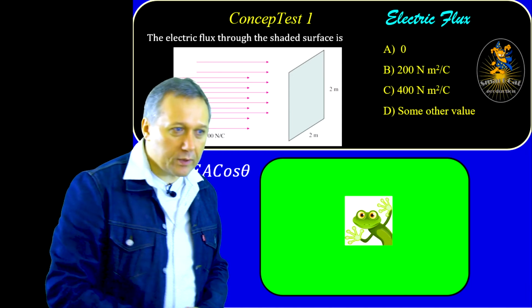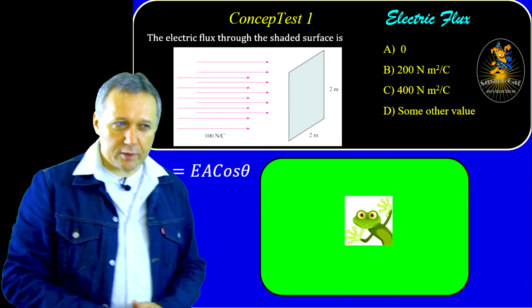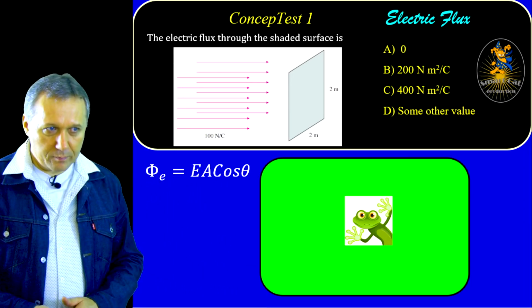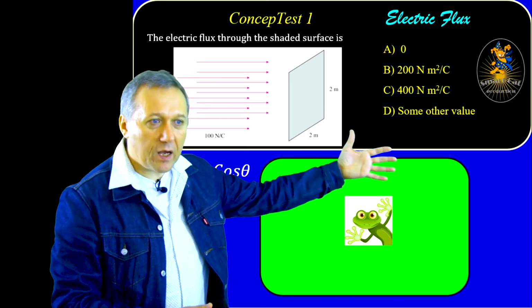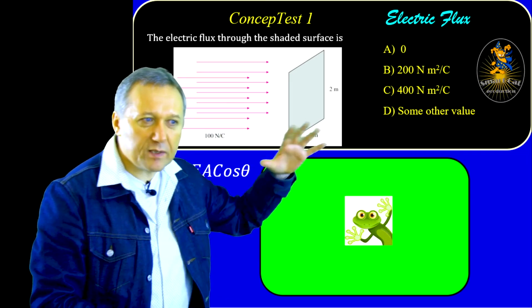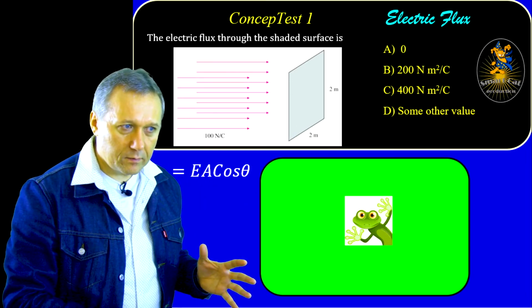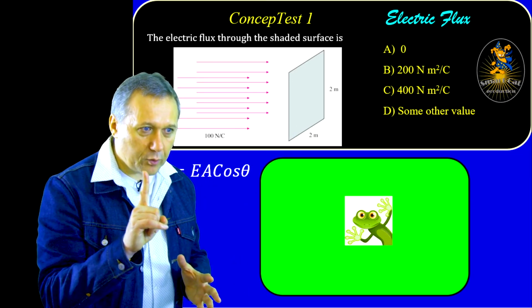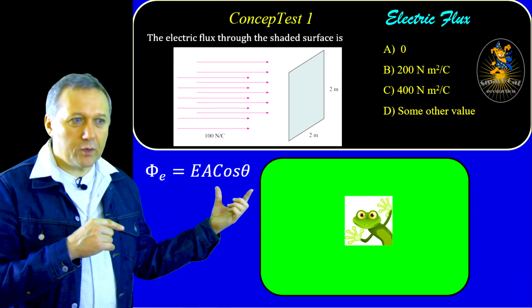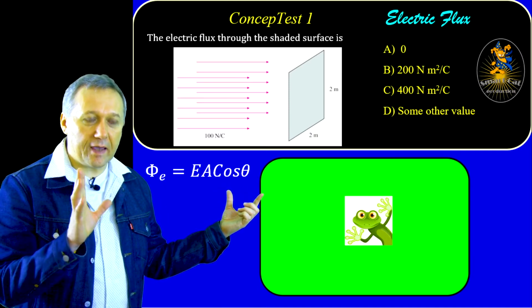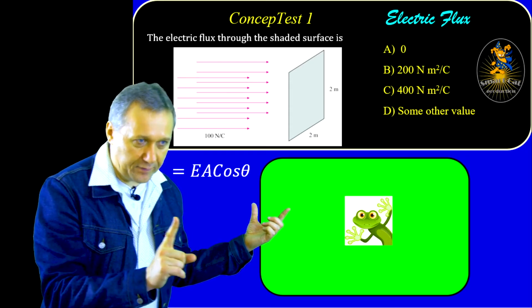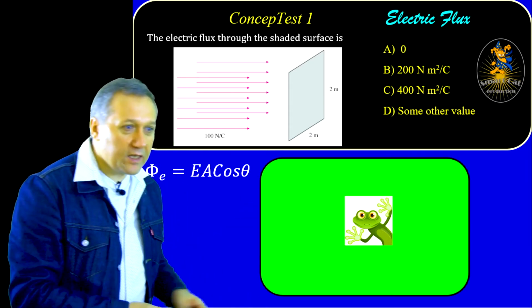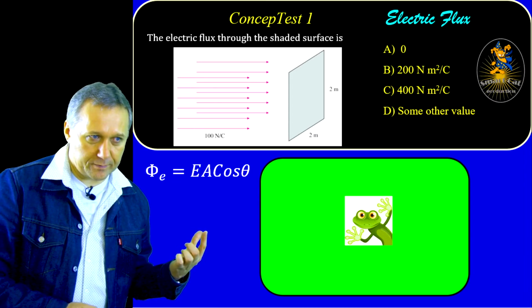At this point, at the very beginning, lots of students made a mistake, because they look at the picture and they see electric field lines are perpendicular to the surface. It means the angle is 90 degrees. No. Because you remember in the previous slide, we introduced the angle as the angle between the area vector and the electric field. Area vector is perpendicular to the surface.